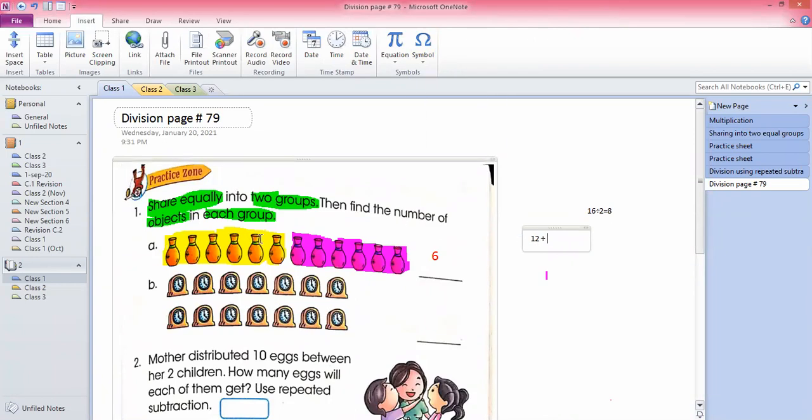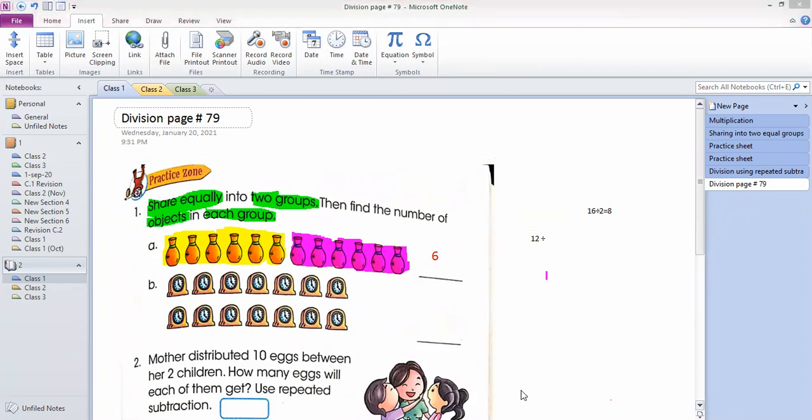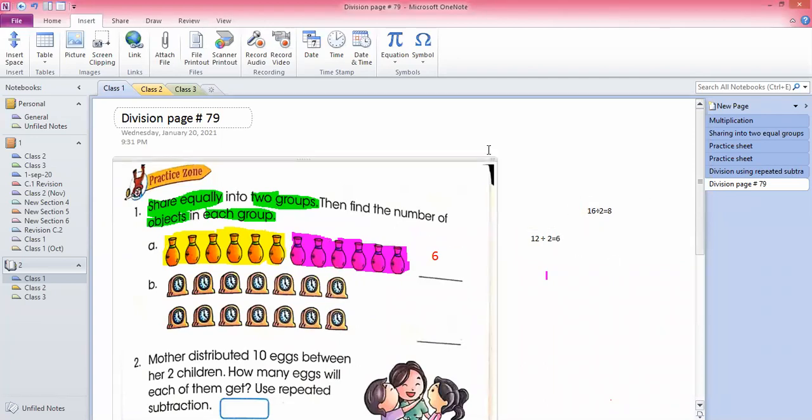And now you will check: you have to divide into how many groups? 1, 2, 3, 4. Can you tell me in how many groups we need to divide? Seven. Guys, you did not listen to the question carefully and you answered directly. I am asking, in how many groups do we need to divide? We need to divide into two equal groups. So 12 divided by 2 equals 6. This is the division sentence of A.